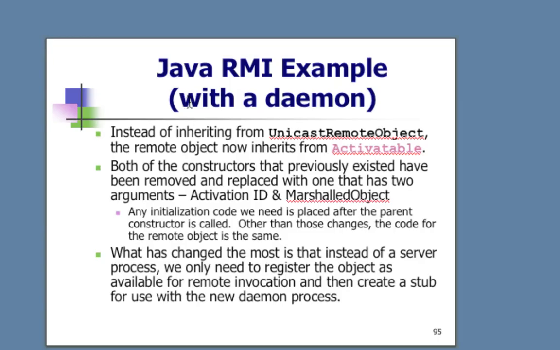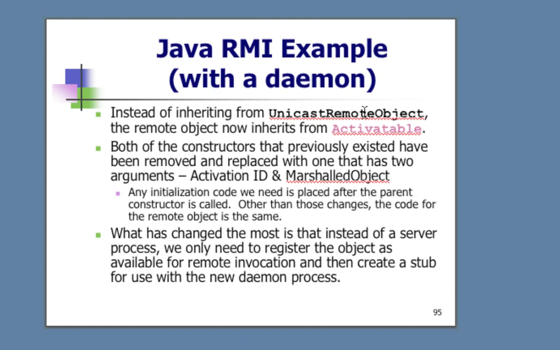So I thought perhaps I had edited that file to work with the daemon instead. With the daemon, instead of inheriting from UnicastRemoteObject, the remote object now inherits from Activatable. Both constructors previously existed, and they need to be removed and replaced with ones that have arguments for the activation ID and the marshalled object. It's kind of interesting, I was getting marshalling error messages. Any activation code needs to be placed after the parent constructor is called. Other than those changes, the code of the remote object is pretty much the same as the previous example.